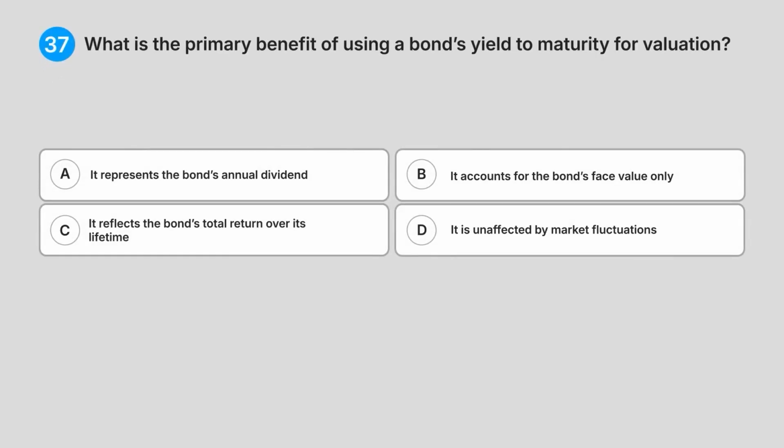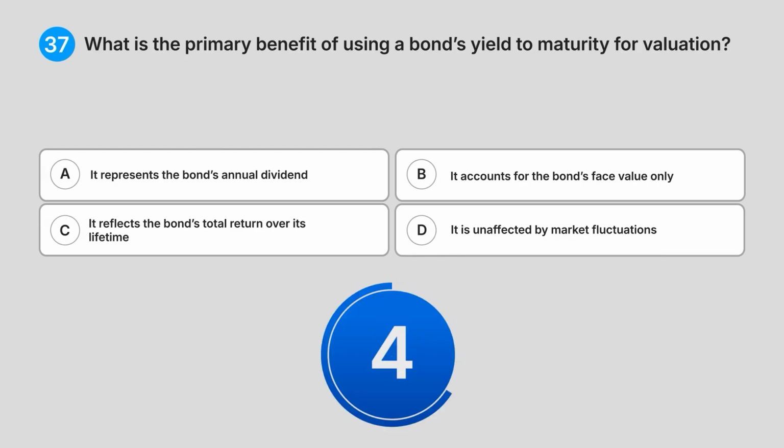37. What is the primary benefit of using a bond's yield to maturity for valuation? A. It represents the bond's annual dividend. B. It accounts for the bond's face value only. C. It reflects the bond's total return over its lifetime. D. It is unaffected by market fluctuations. Can you guess the answer?